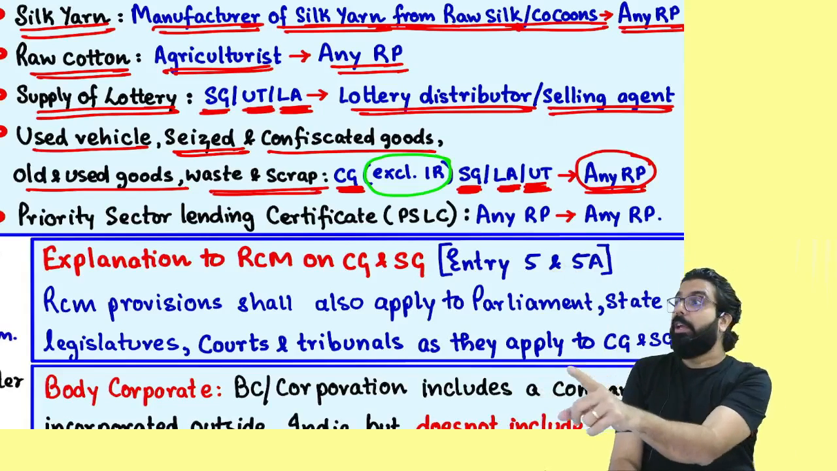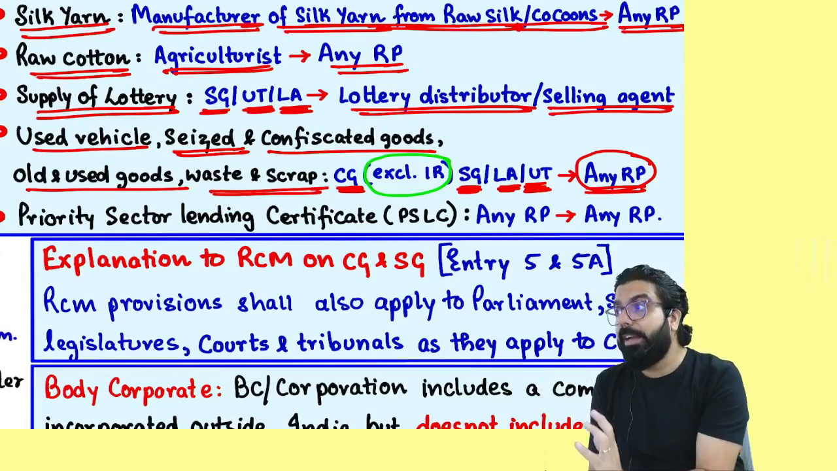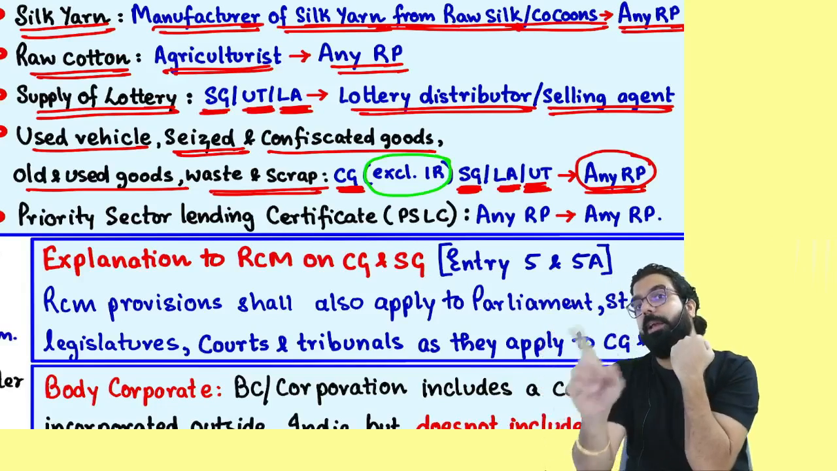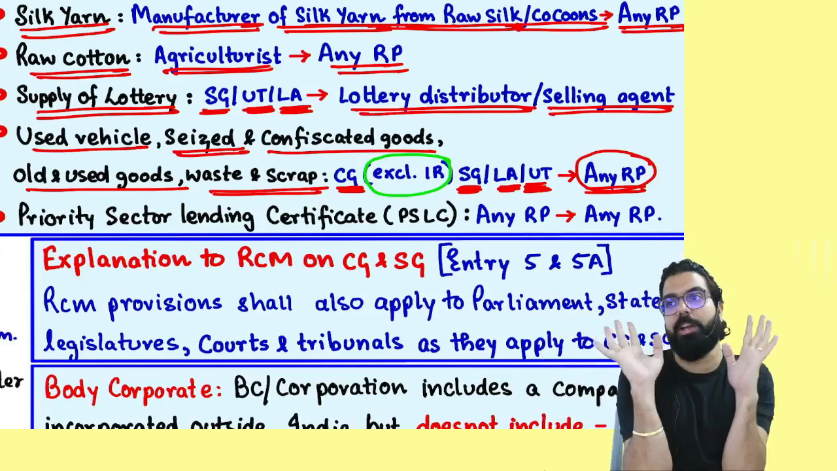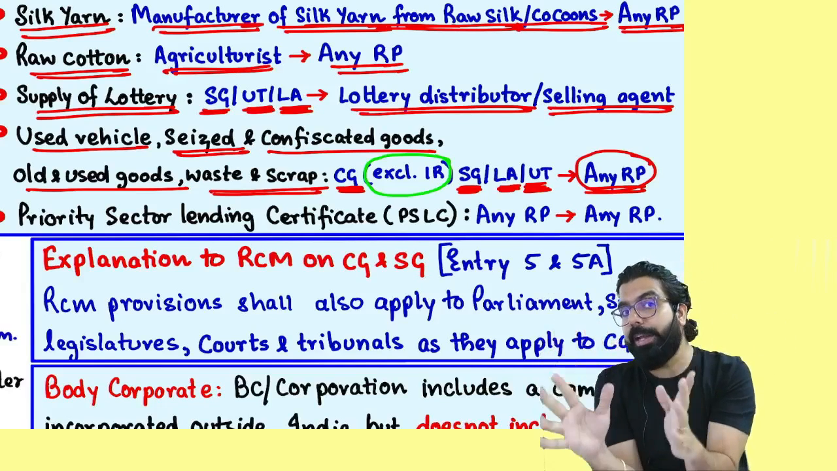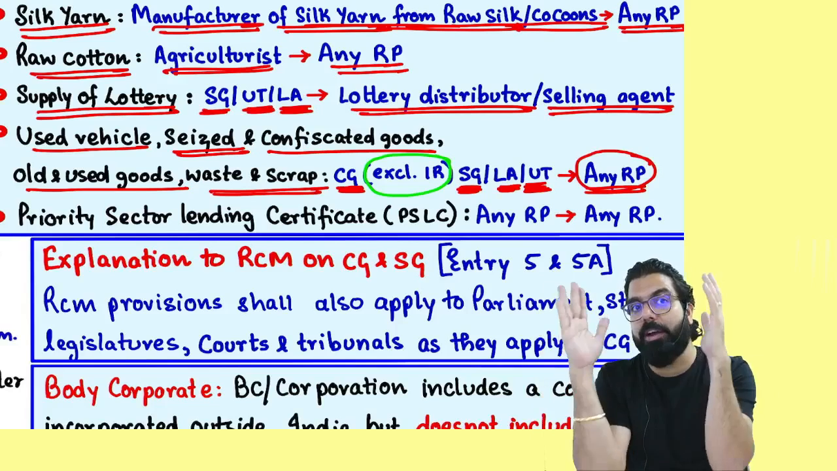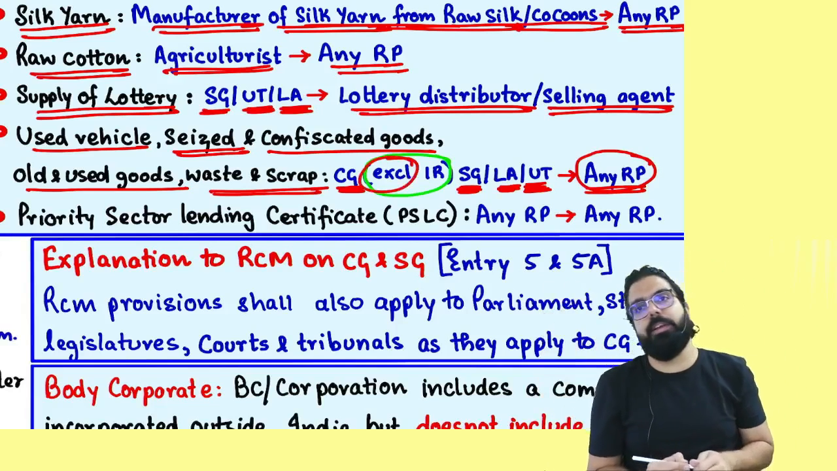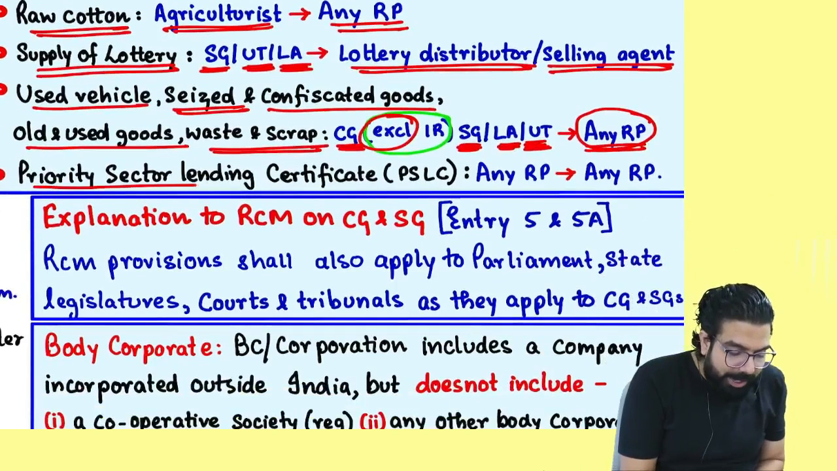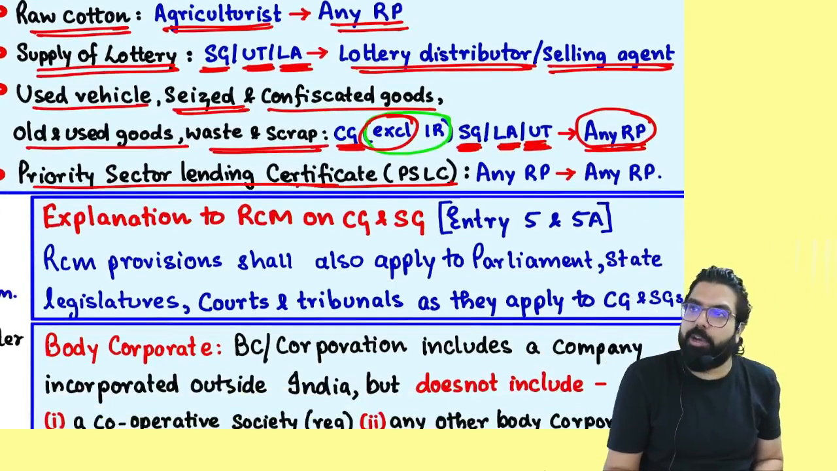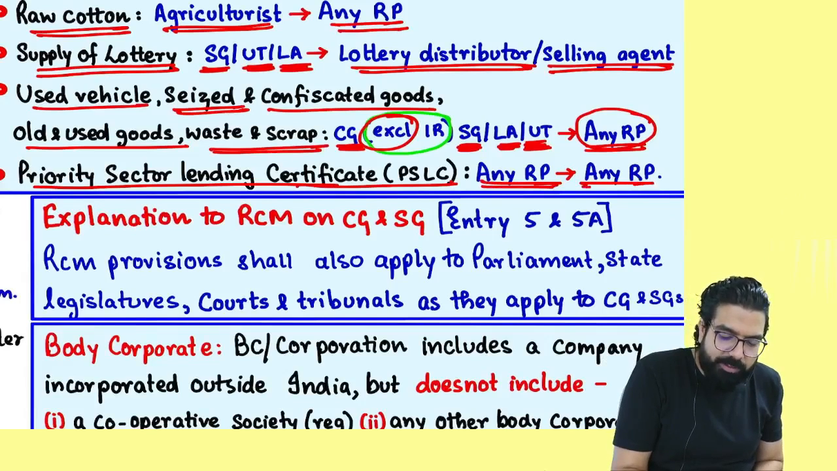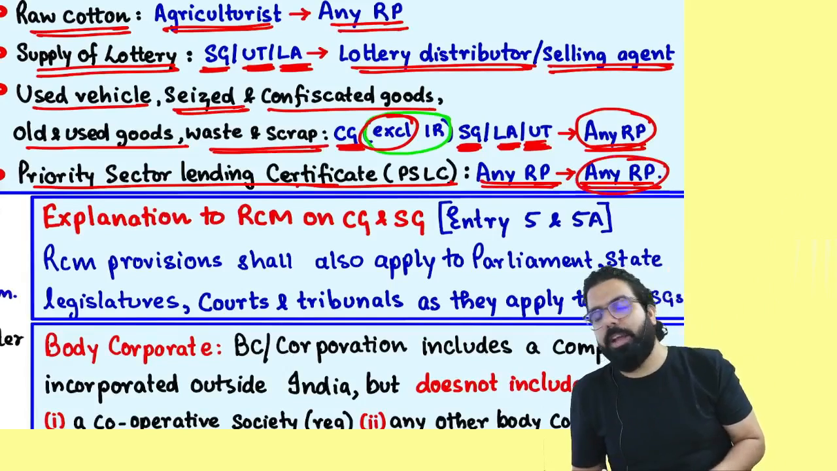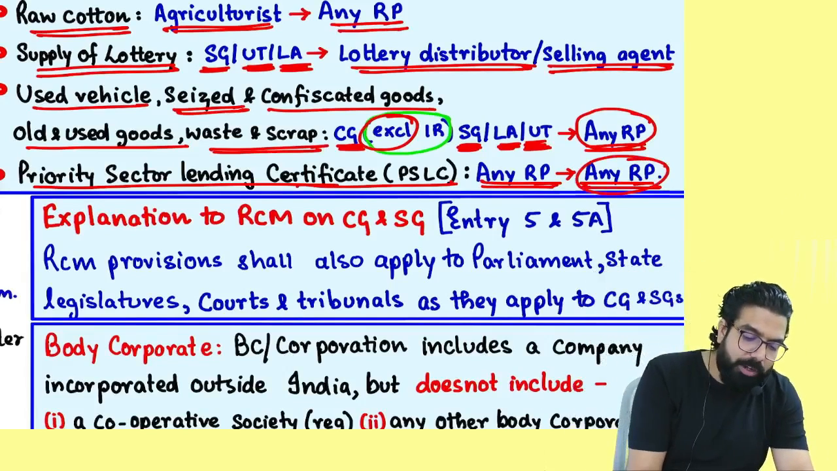But in the case of Indian Railway, whatever Indian Railway sells, it will always collect GST under forward charge mechanism. Reverse charge is not applicable on Indian Railway. Remember this point. That is why they told excluding Indian Railway. And the last one is priority sector lending certificate. I've already told you, when one registered person sells to another registered person, the recipient bank will pay the GST under RCM.